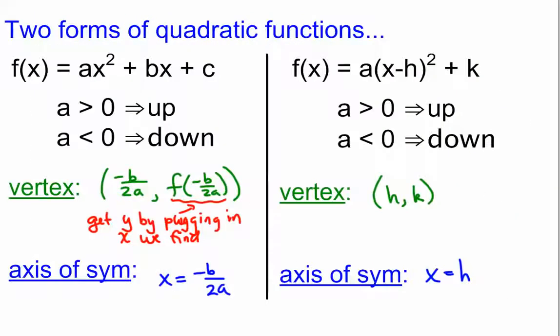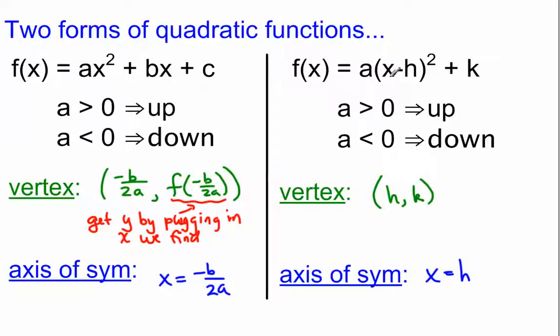Two forms for quadratic functions are this expanded, multiplied out form and this factored form. Now if I have it in this expanded form, then I know that the leading term is going to tell me if it opens up or down. If it's positive, it opens up, and if it's negative, it's going to open down.